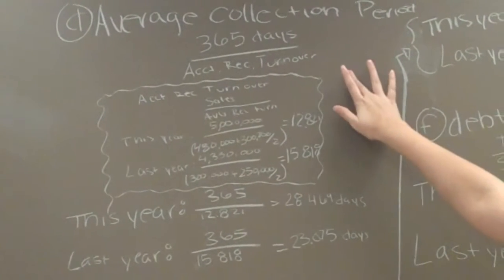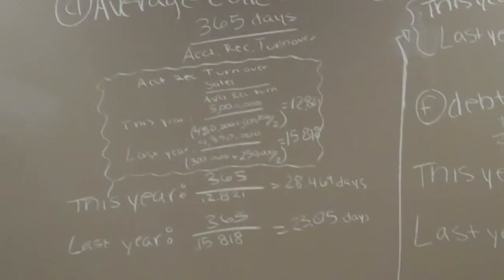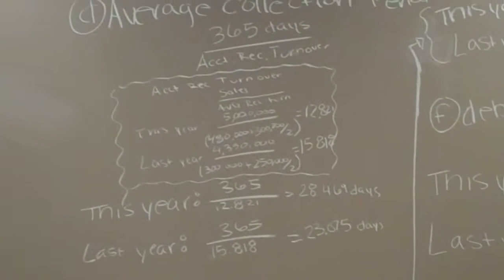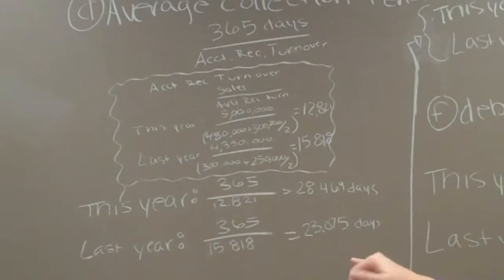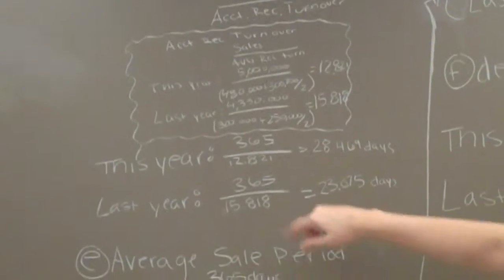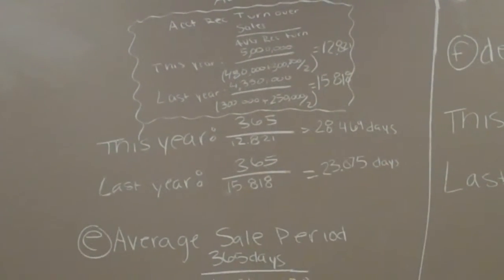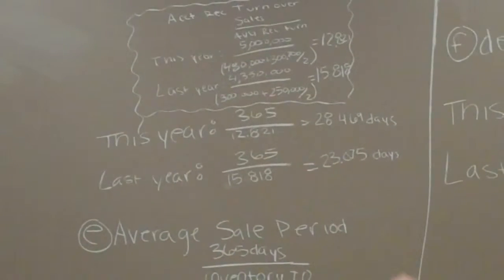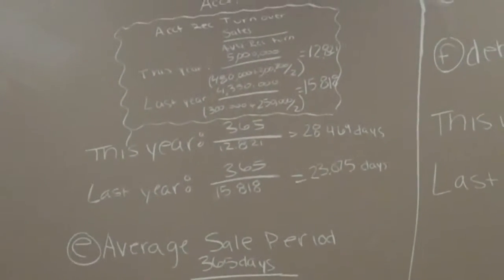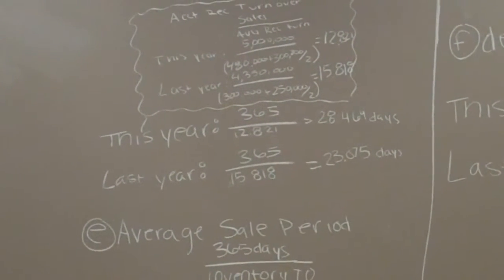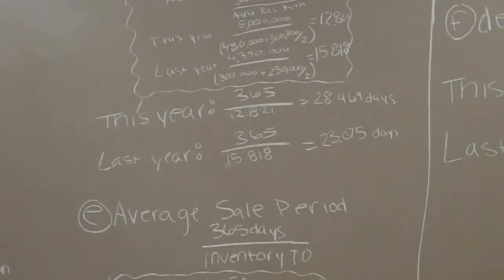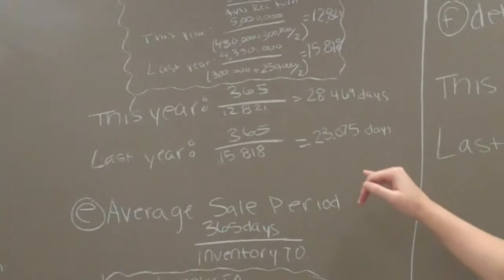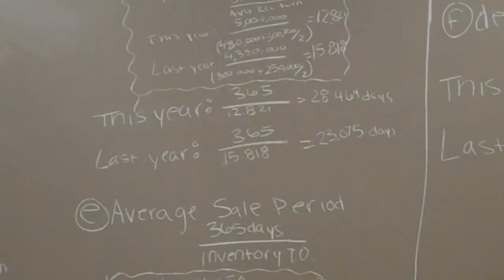All right, so for D is average collection period. In order to do this problem, you had to figure out what accounts receivable turnover was. For this year, it was 12.8, and last year was 15.8. So you just plug those into the equation. You do 365 divided by 12.8 for this year. That gives you 28.469. Then last year, it was 365 divided by 15.818, which gave you 23.75 days.